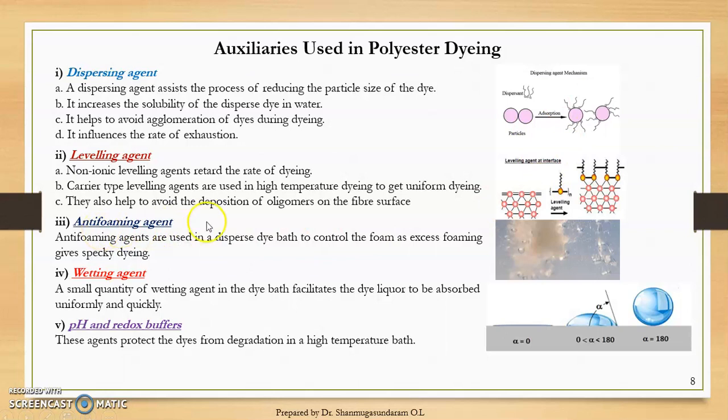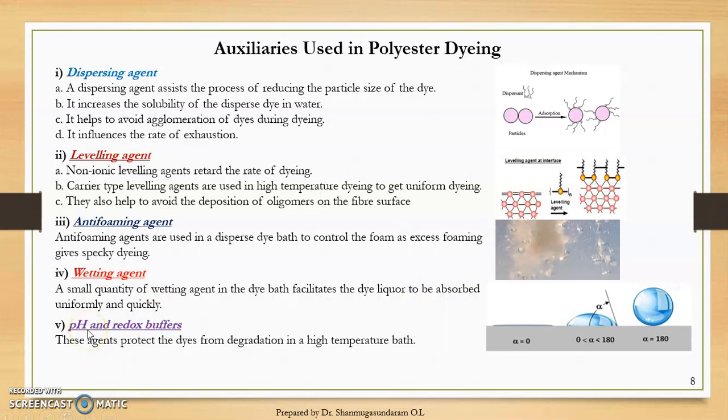The third one is the anti-foaming agent. Anti-foaming agents are used in a dispersed dyeing bath to control the formation of foam, because it will lead to some faulty dyeing during the dyeing process. Then the fourth one is the wetting agent. A small quantity of wetting agent is used to facilitate the dye liquor to be absorbed uniformly and quickly.